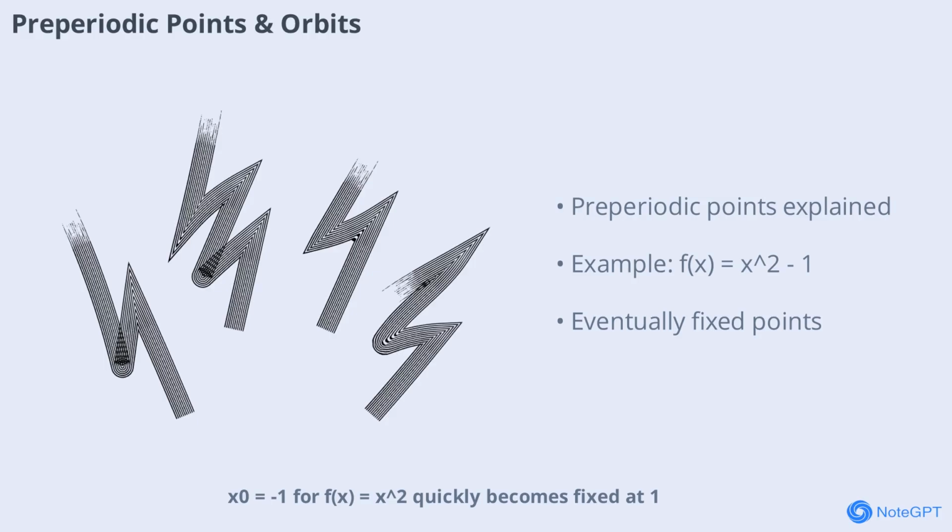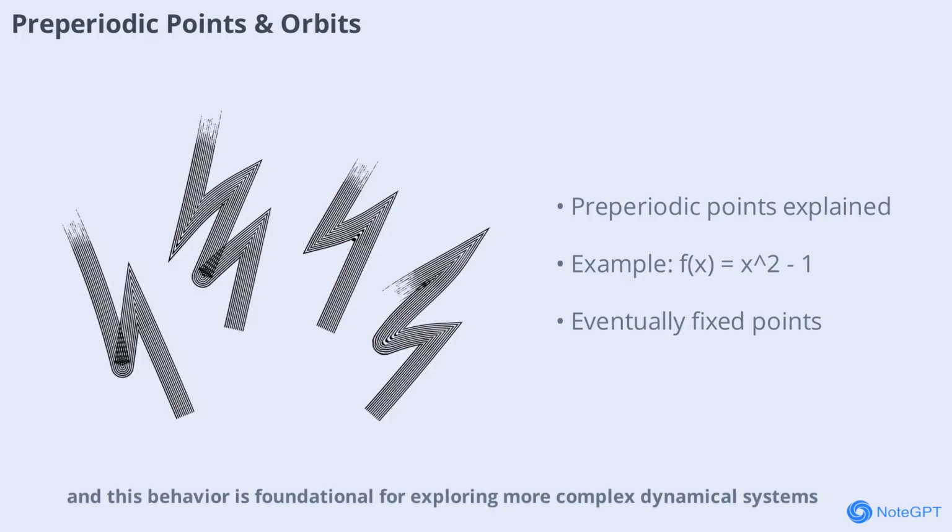Similarly, x₀ = −1 for f(x) = x² quickly becomes fixed at 1, which we call an eventually fixed point. These examples show how orbits can settle into repeating patterns or fixed values, and this behavior is foundational for exploring more complex dynamical systems. As we move forward, we'll see how even simple functions can produce surprisingly intricate orbit structure.